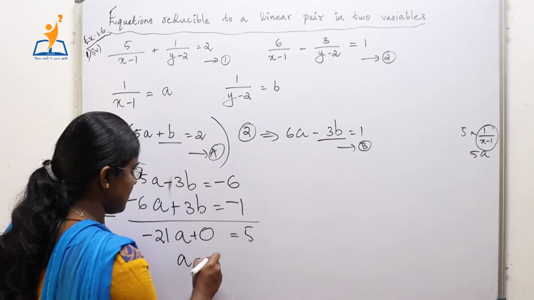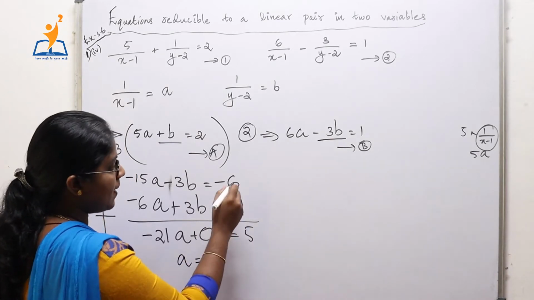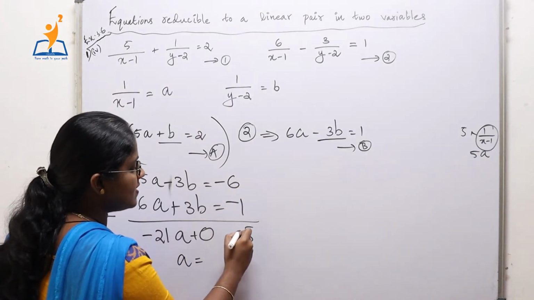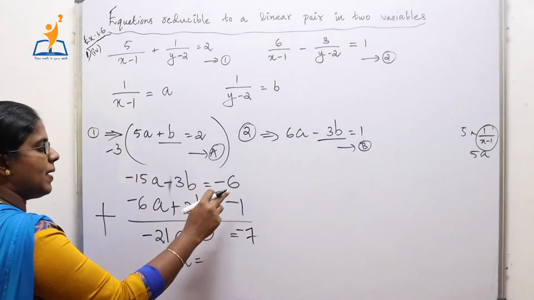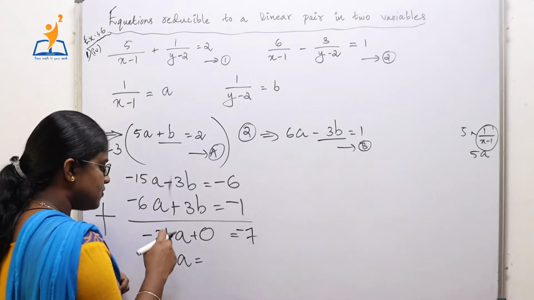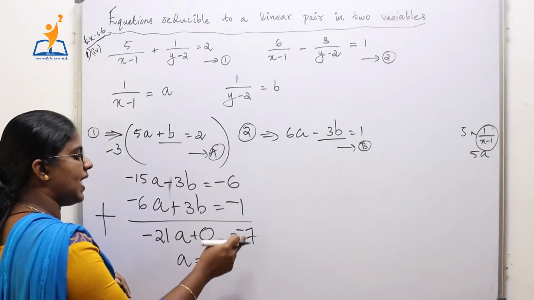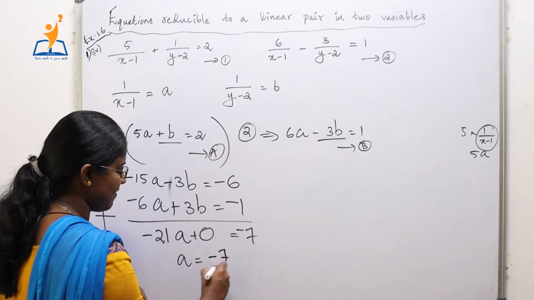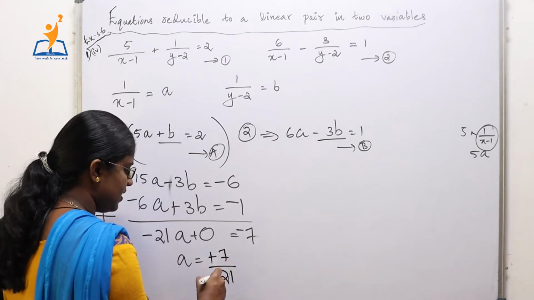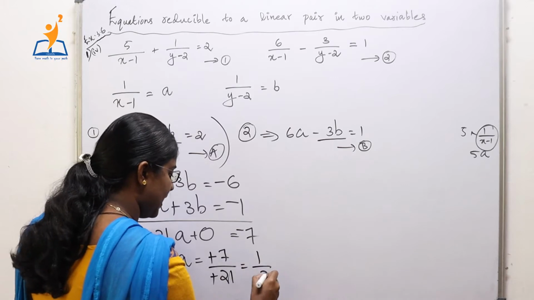So a is equal to, minus 6 minus 1 is minus 7 only. Okay, that's a mistake. So minus 6 minus 1 is minus 7. So we got minus 21a is equal to minus 7 and a is equal to minus 7 by minus 21, that is 1 by 3.